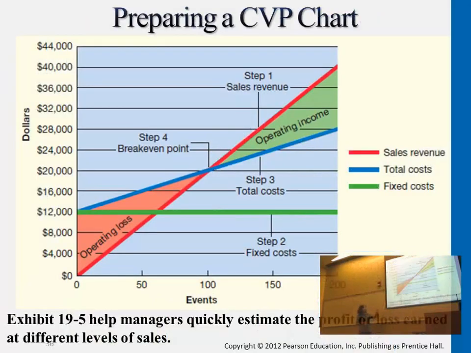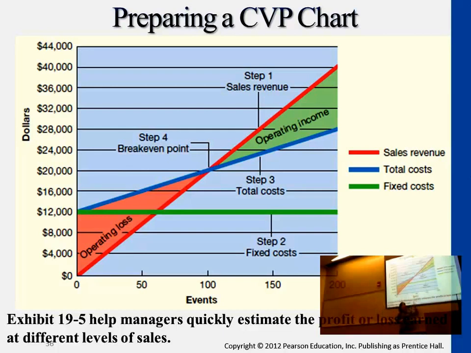So wherever the sales revenue equals the total cost is where the break-even point is, and that's what we have been doing earlier. In units, it's 100 events. In dollars, it's $20,000. Once you go above the break-even threshold, the red line is above the blue line, and the shaded area in green is the operating income portion.